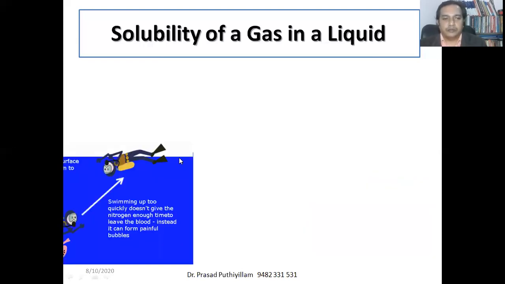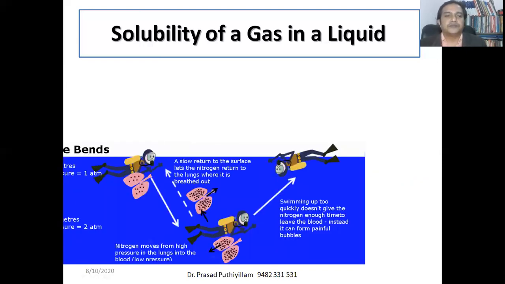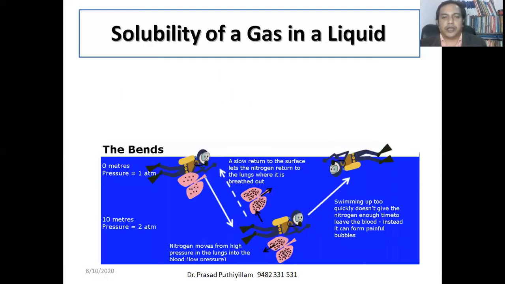Another example is with scuba divers. Scuba divers are persons who dive to the depth of the ocean. In such cases, we see that at the surface of a water body, the pressure is atmospheric pressure, normal atmospheric pressure. If a person dives to a 10-meter depth, then the pressure will increase up to 2 atmospheres.